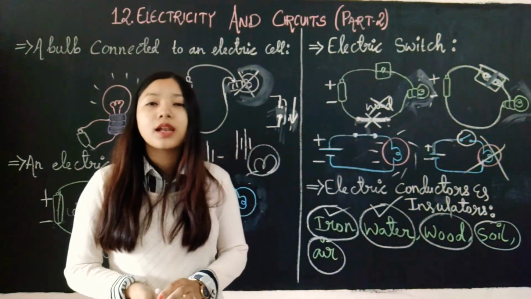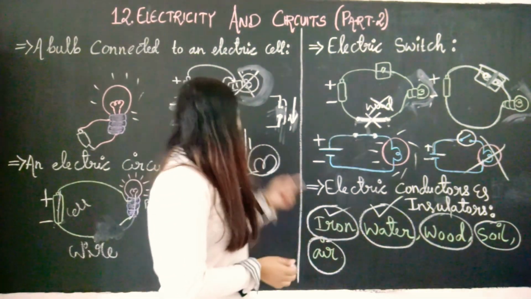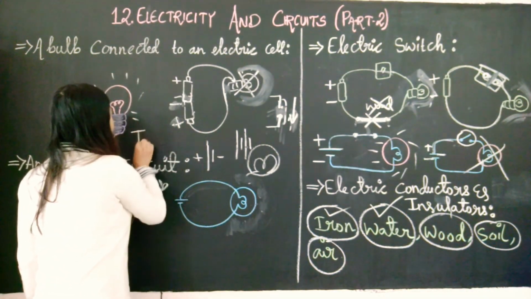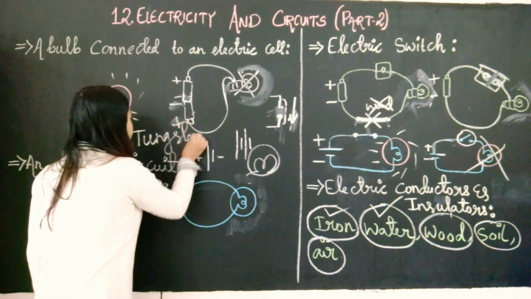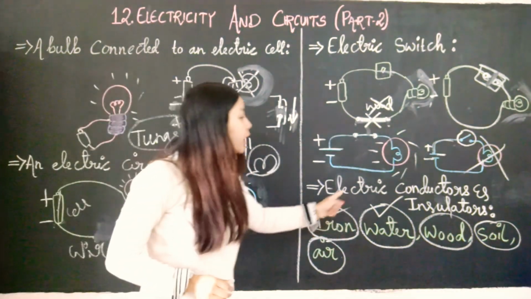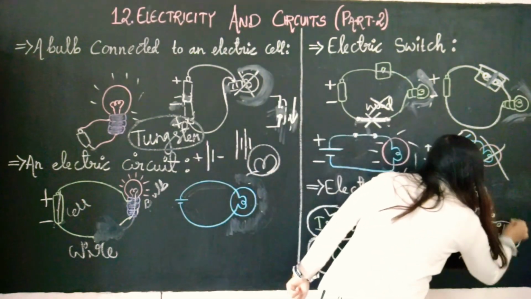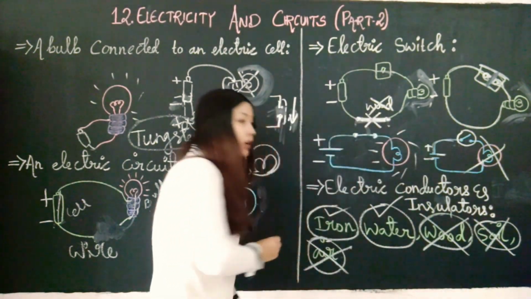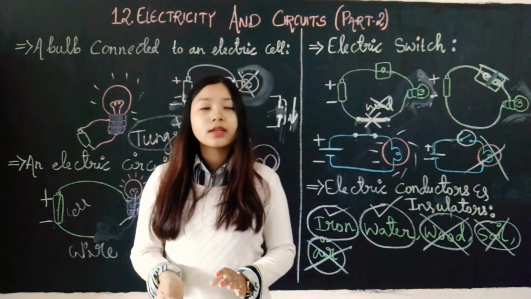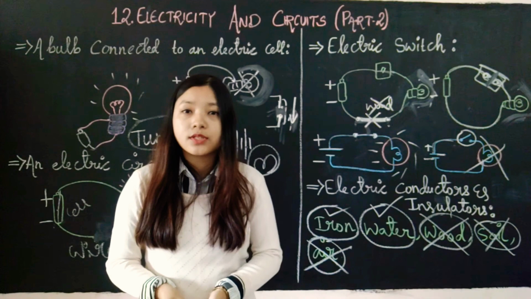Some more examples like aluminium, steel, they are good conductors. Whereas here, this, do you remember what this filament is made up of? It was made up of a metal called tungsten. This tungsten metal is also a good conductor of electricity. Whereas wood, soil, air, this chalk, cement, all these are poor conductors, or all these are insulators. That means they don't pass the electricity.